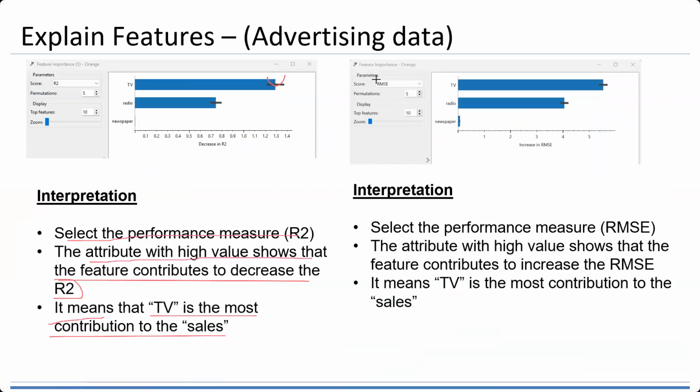And let's say I'm using the RMSE. So we select one method, RMSE, and the attribute with high value shows that the feature contributes to increase the RMSE. It means if we increase the error, then the model is getting bad. It means TV is the most contribution to the sales. So we can see from those things, TV and radio.